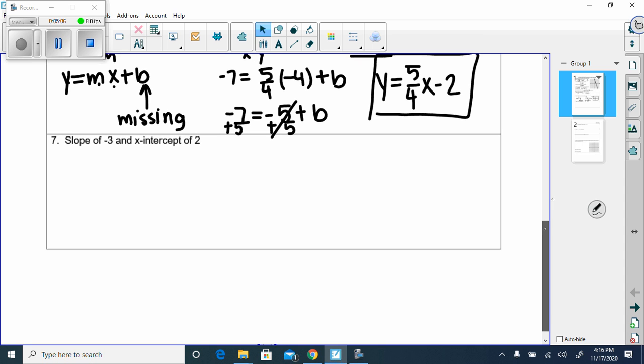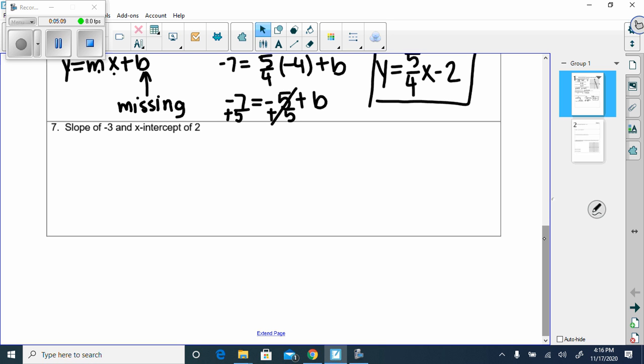Same idea for number 7. It says we have a slope of negative 3, and then they tell us we have an x-intercept of 2. So x-intercept means it is on the x-axis, right? So it is at the coordinate point 2, 0. So this is my x, this is my y, and this is my m. So again, in that y equals mx plus b, I'm only missing b. I have something to plug in for everything else.